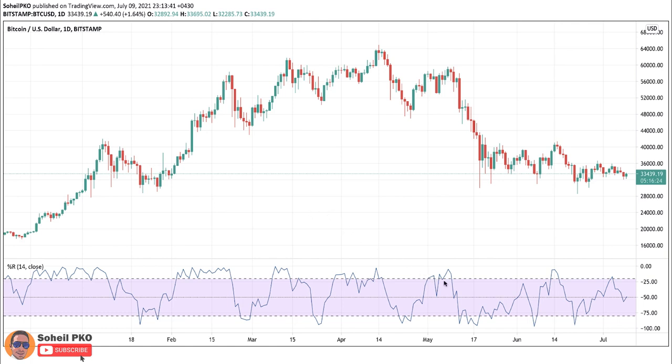The other important levels that you must watch are -20 and -80. When we have high readings of R%, I mean the R% line is above -20, it shows that the price is near its high and this could possibly show overbought condition. And when it's below -80, it shows that the price is near its low and possibly showing oversold condition.